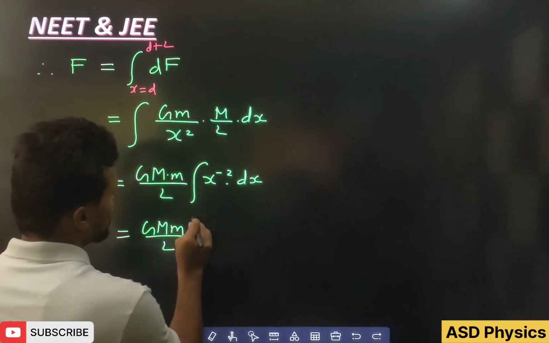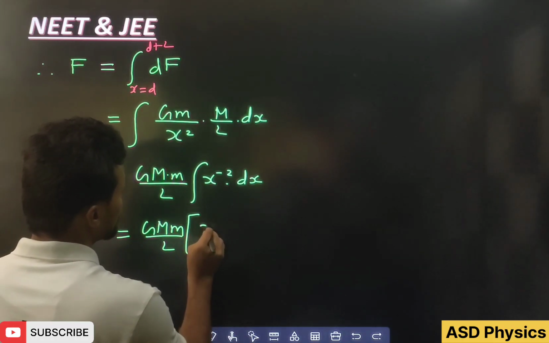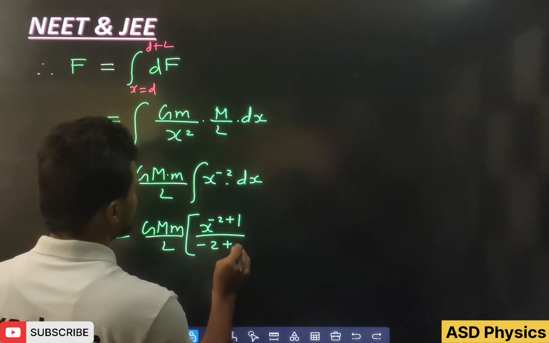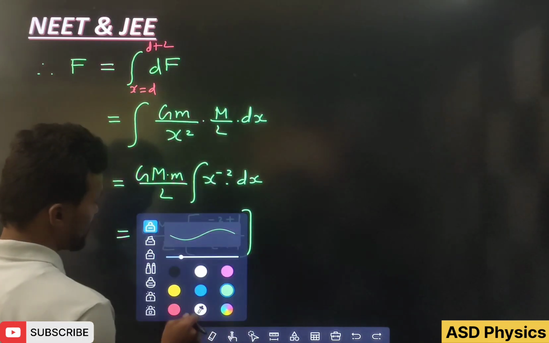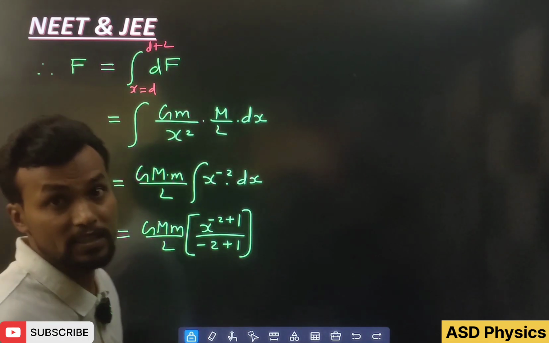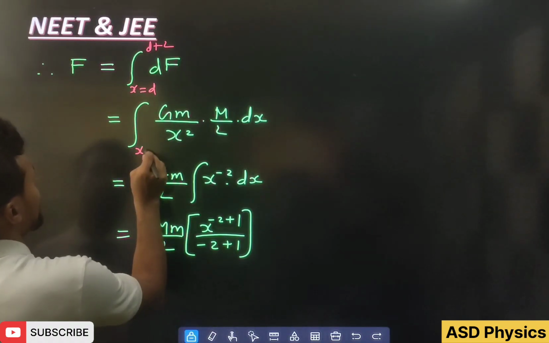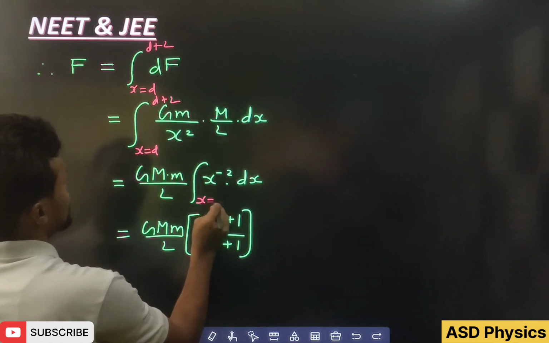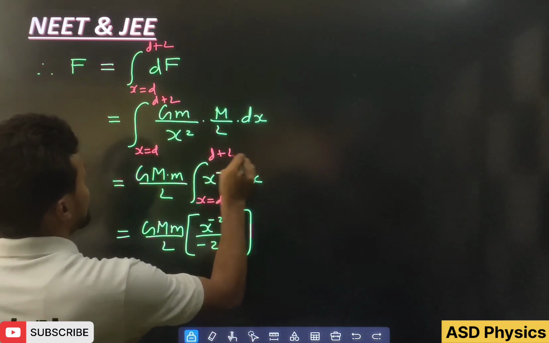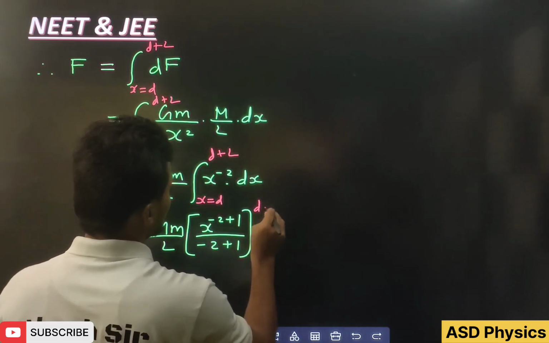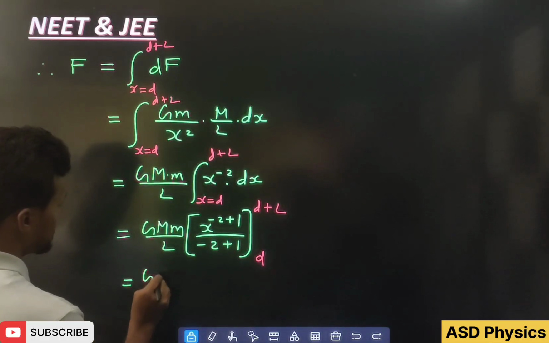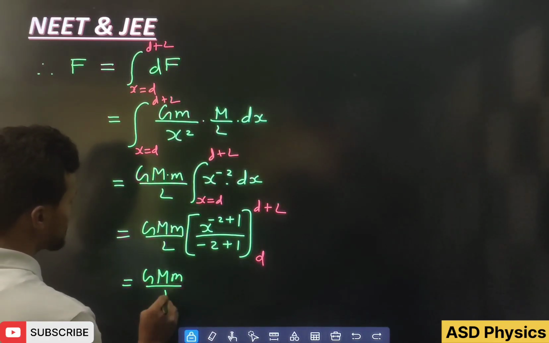Now, integration of x to the power minus 2 dx will be what here? See, x to the power minus 2 plus 1 by minus 2 plus 1. I have used the formula x to the power n plus 1 by n plus 1 here, is it? And the limits, what is this here? D, and this is d plus L. This is also d, and this is d plus L here. D, and here what is this? D plus L.